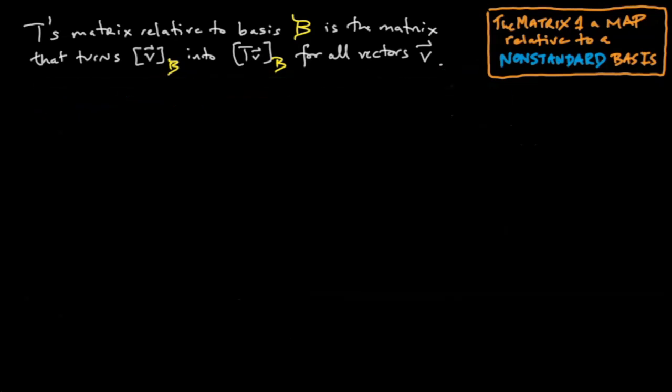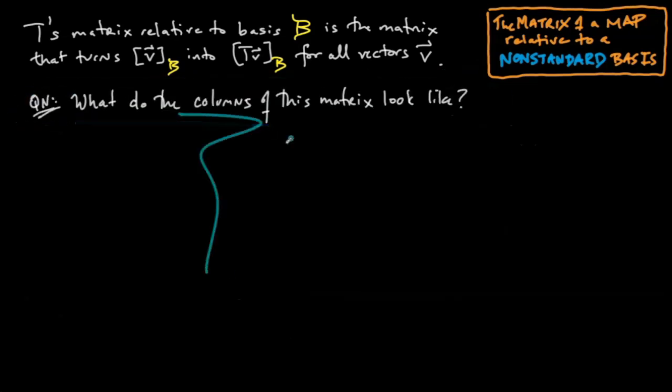And this prompts a question. What do the columns of this matrix look like? When we are working with the standard basis, we know what the columns look like. They're simply the images of the standard basis vectors, expressed, of course, in standard coordinates. Based on that, it's a very reasonable guess that the columns of T's matrix relative to some other basis will be the images of those basis vectors in the coordinates given by that basis. And your guess would in fact be correct.